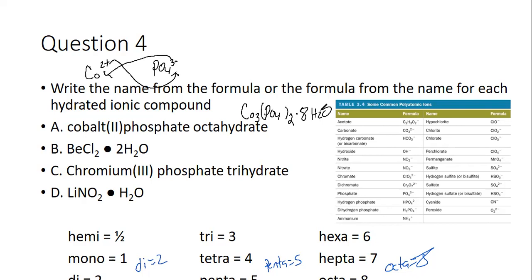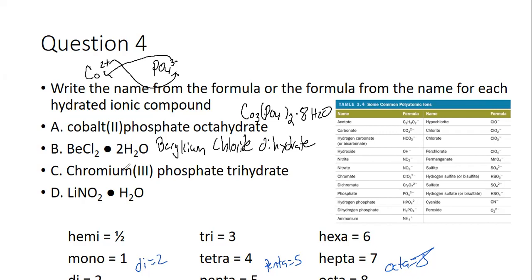B, we're just looking to name that. So that is beryllium chloride dihydrate, for two waters.